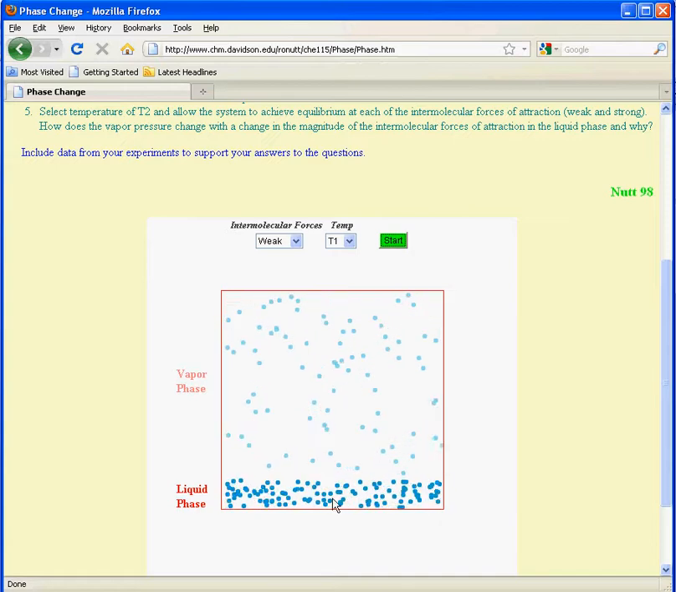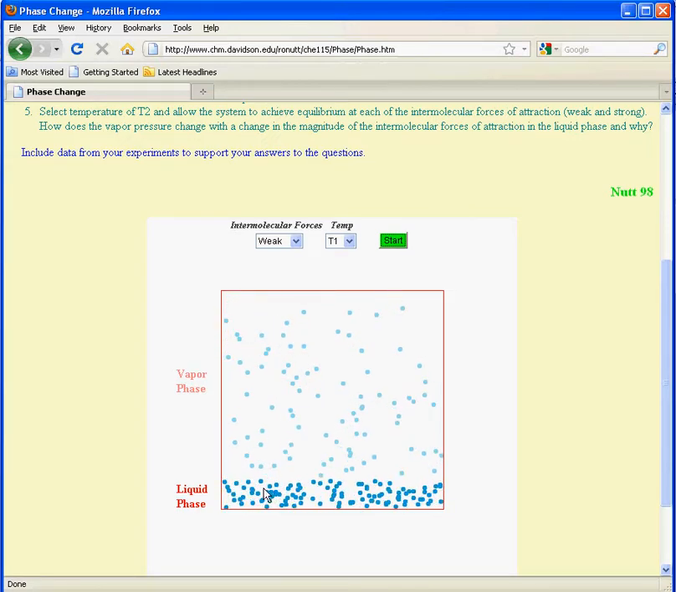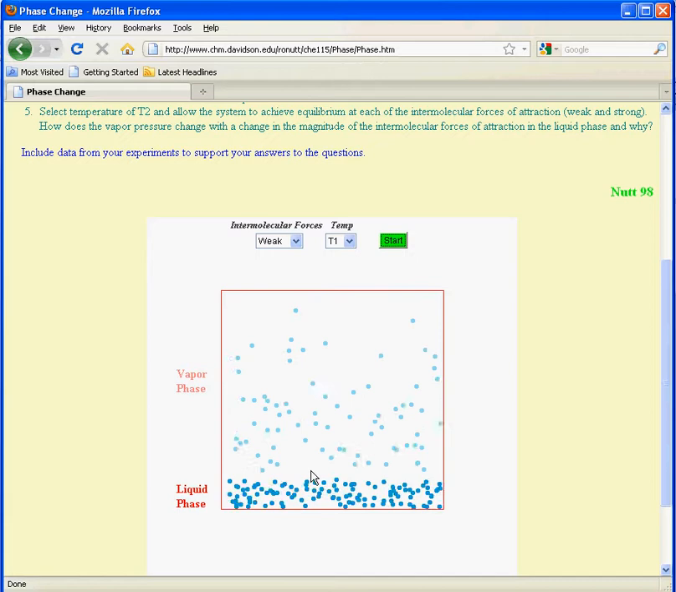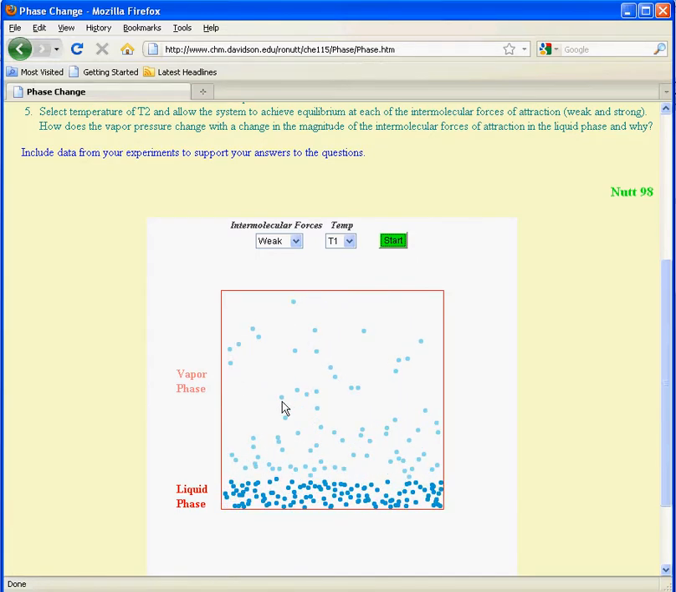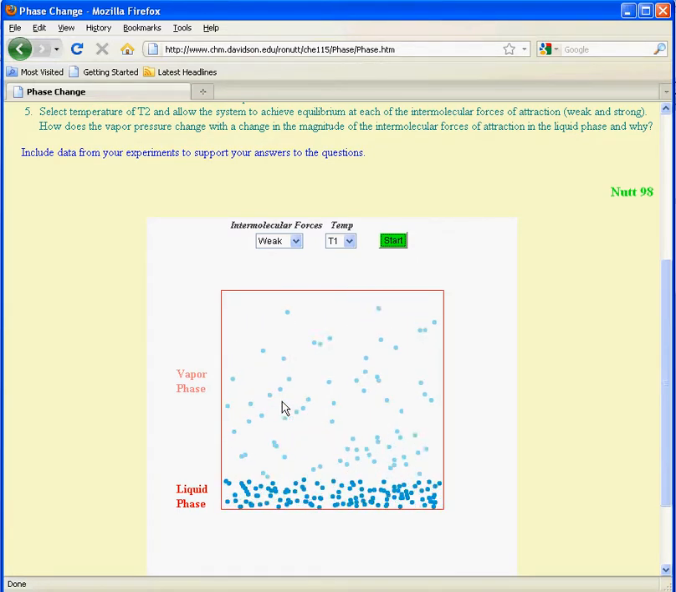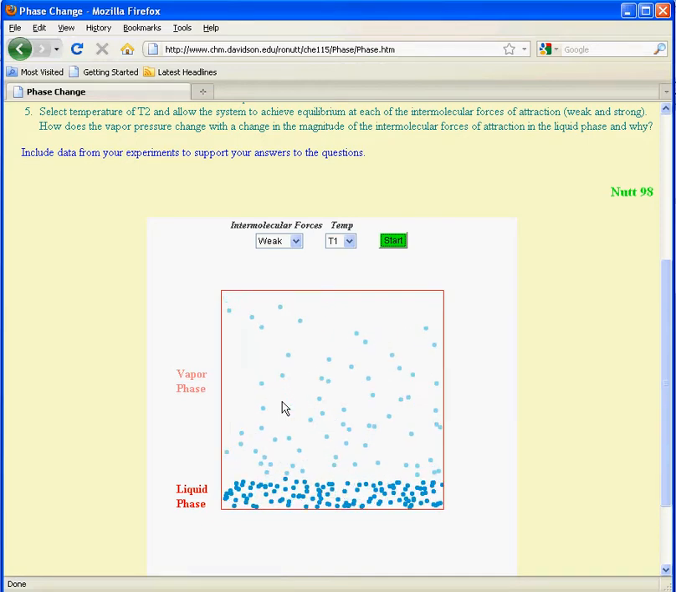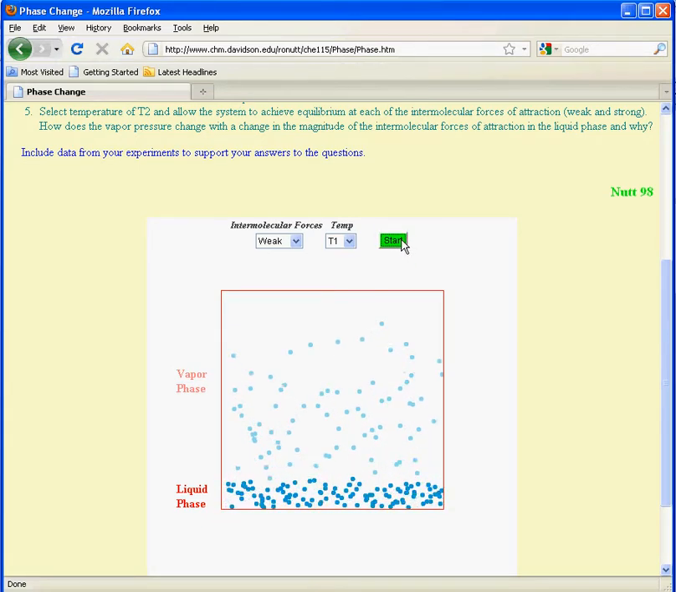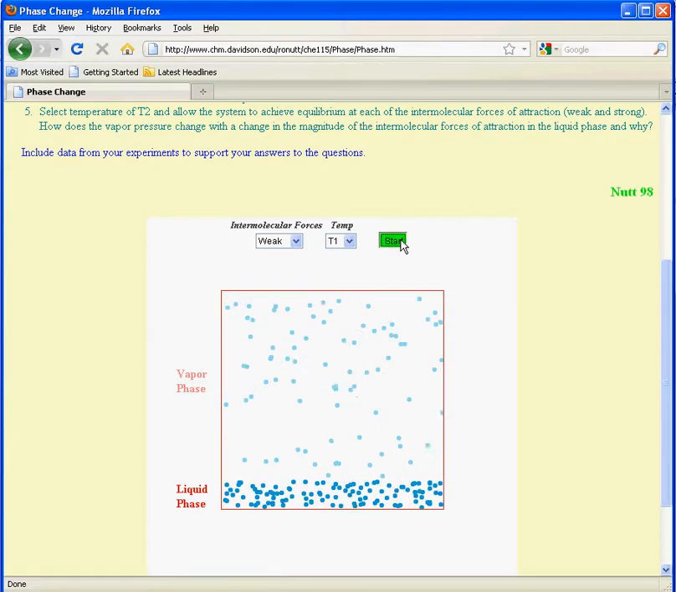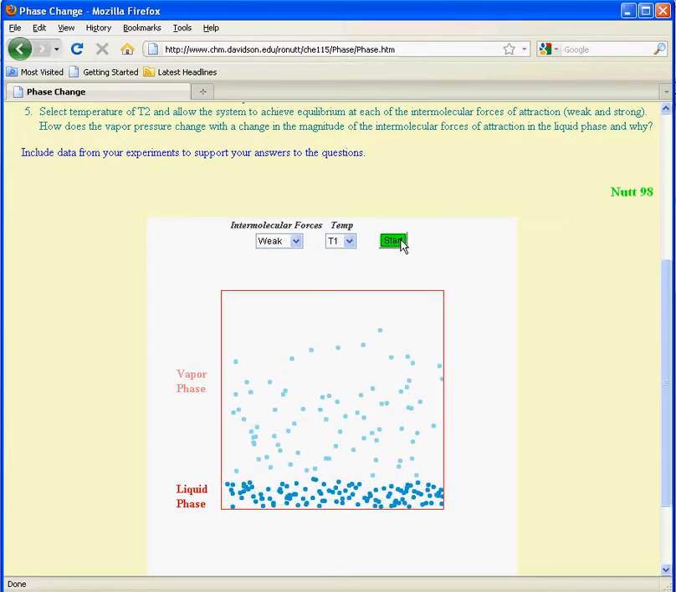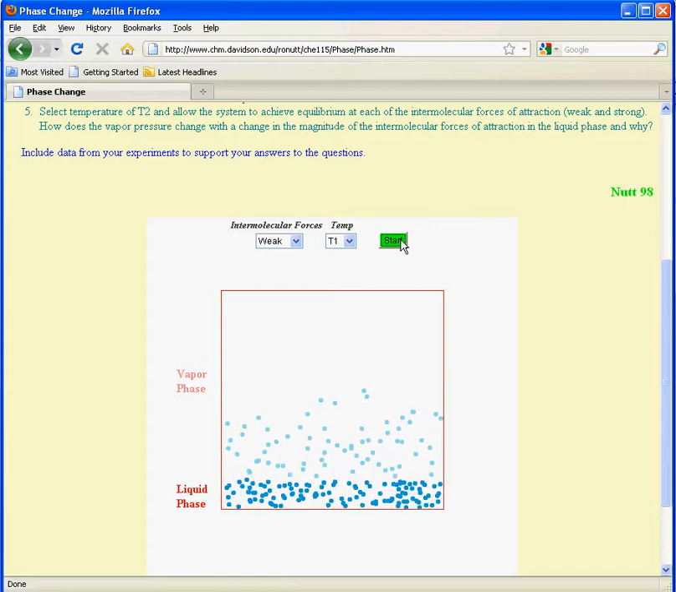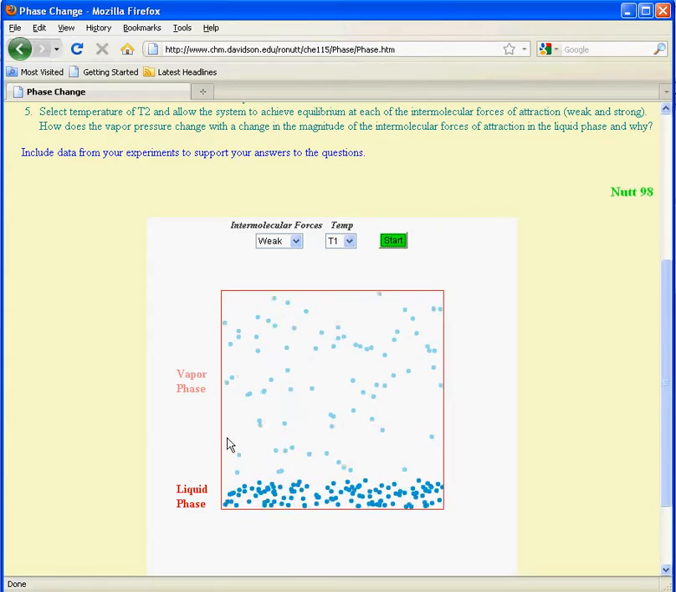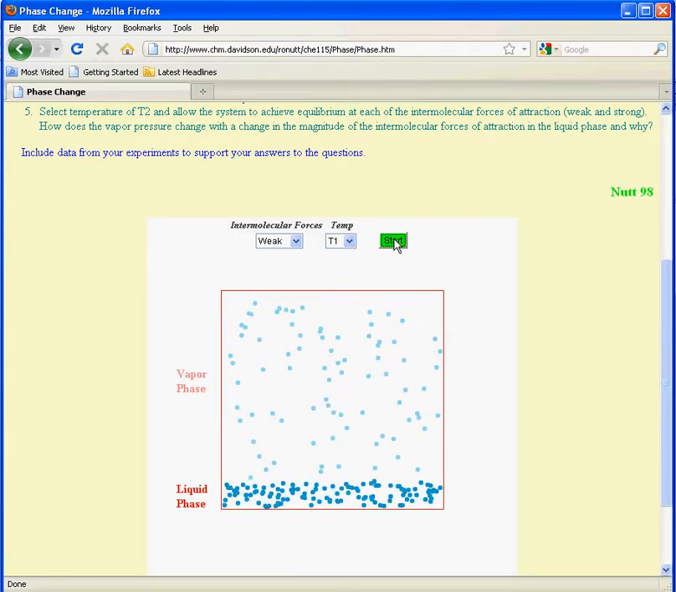Here, the dark blue dots are supposed to be liquid molecules, and the light blue are vapor, water vapor, which would be invisible to us. Let me click the Start button again so it starts completely over. The idea here is right at the start, all of the water is in the liquid state, and this area up here is completely evacuated.